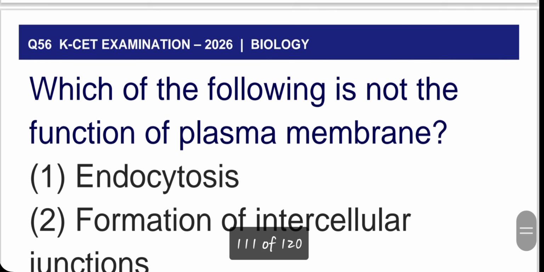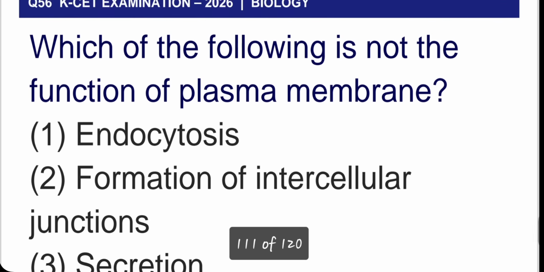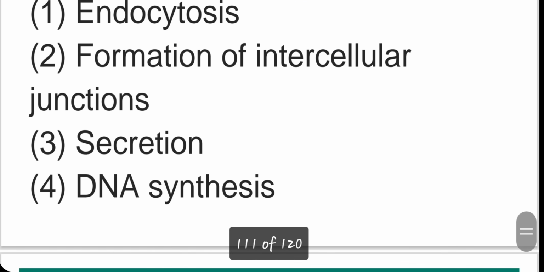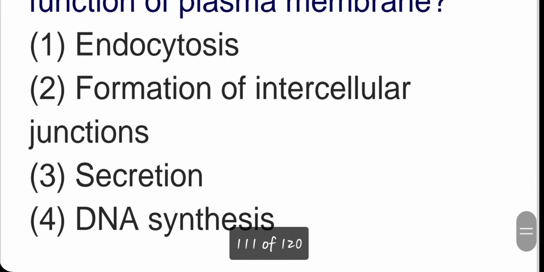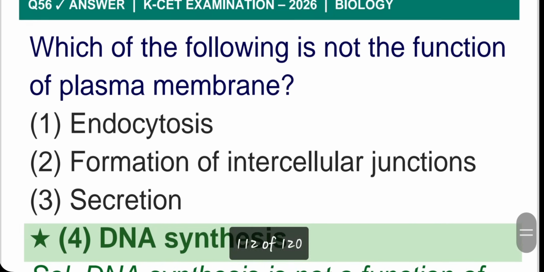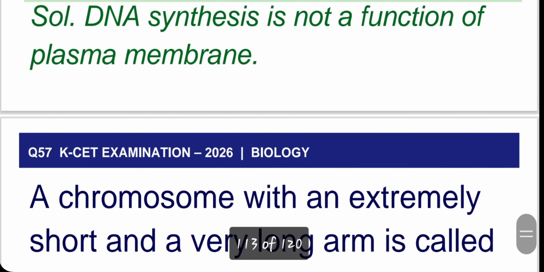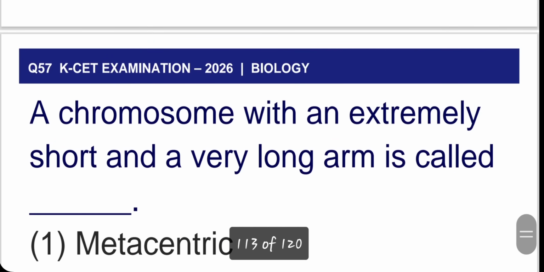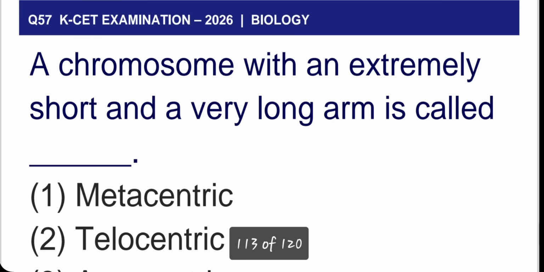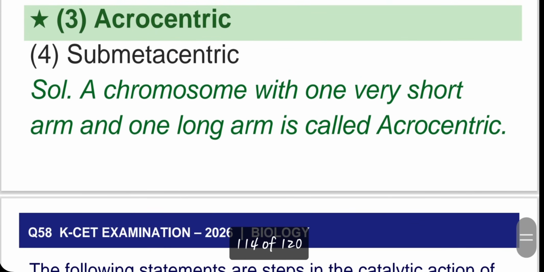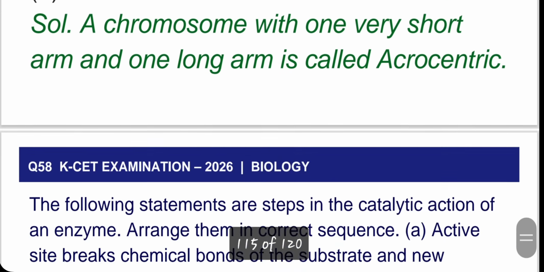Which of the following is not the function of plasma membrane? Endocytosis, formation of intercellular junctions, secretion. DNA synthesis is the correct answer. Synthesis of DNA is not the function of plasma membrane. A chromosome with an extremely short and a very long arm is called acrocentric. Answer: a chromosome with one very short arm and one long arm is acrocentric.